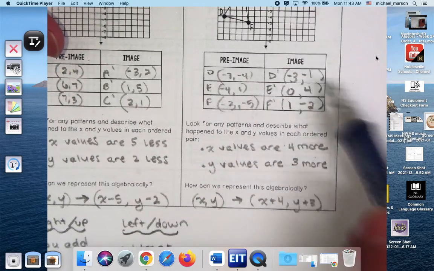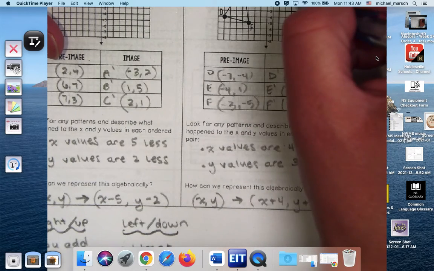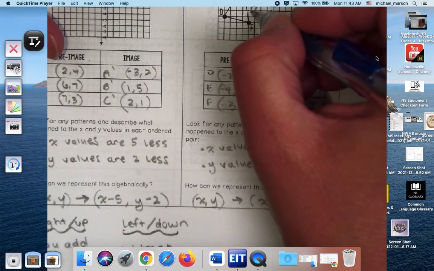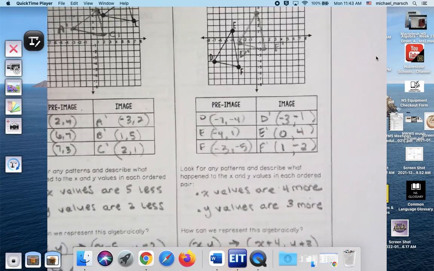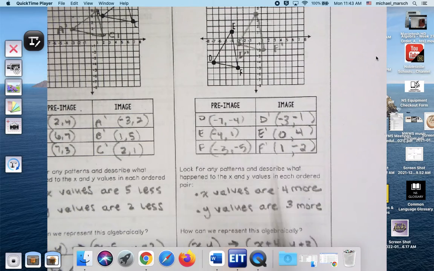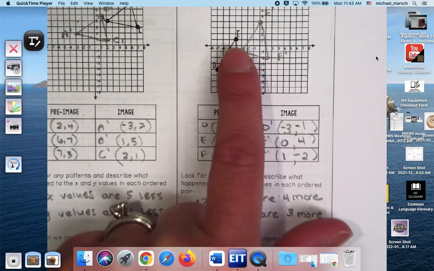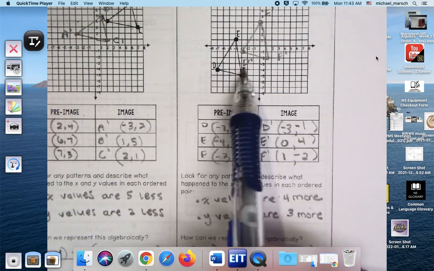And now we can take those new prime ordered pairs and we can plot them. No counting needed because I already found out exactly what the ordered pairs would be. D prime, E prime, F prime. And you can see that it went to the right and up. I just took these ordered pairs that we created using the rule and I plotted them. But if I just go to the right 4 and up 3, that will take me to each of those points.